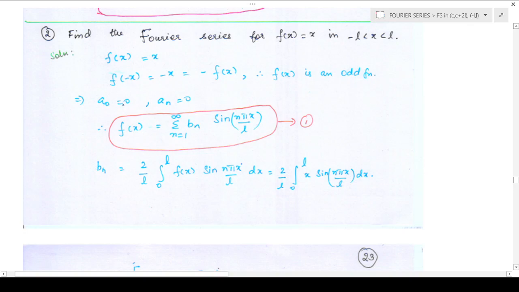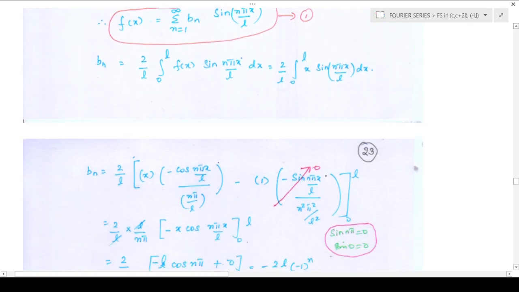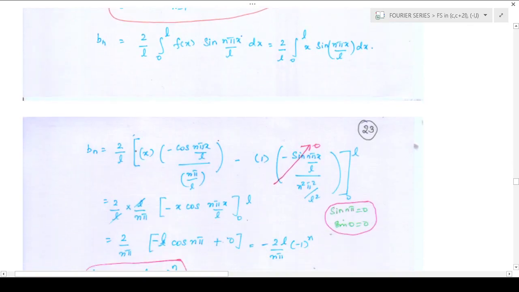So your a naught is 0. Also your a n is 0 for an odd function. So your f of x comes to be like this. Your bn is 2 by l, 0 to l, f of x sin n pi x by l into dx. Your f of x is x. This is u, this is v. So two pairs of bracket. X, differentiation of x is 1.